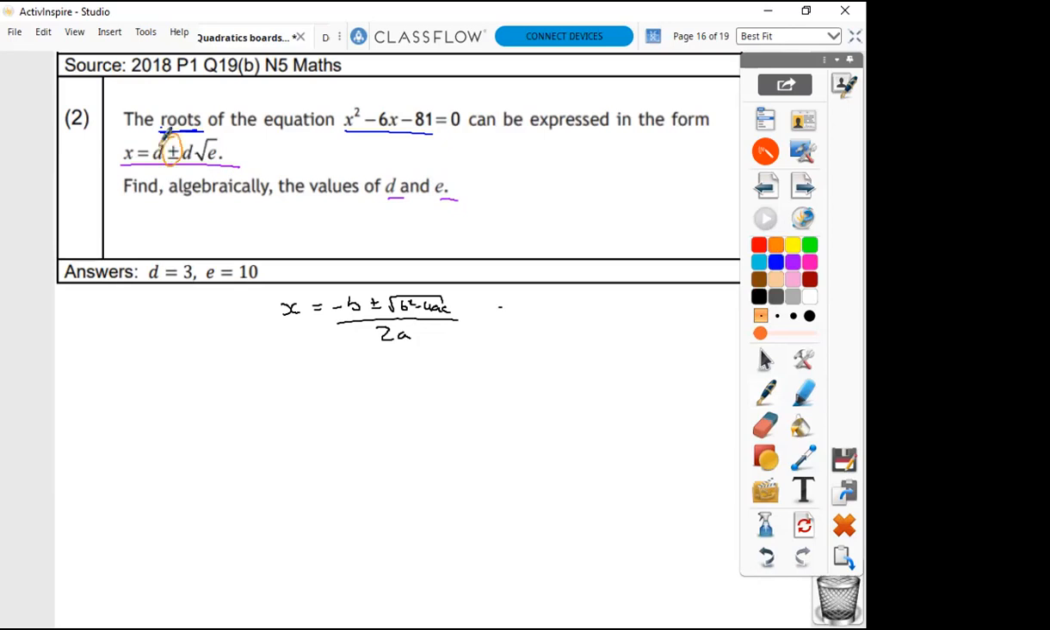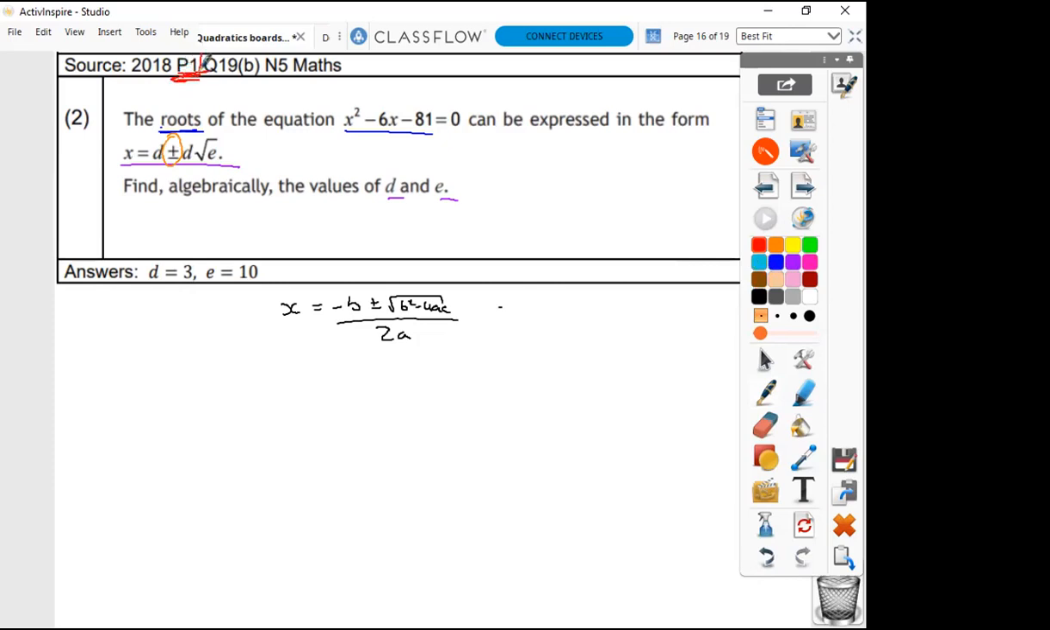This plus or minus bit, we don't use that anywhere else in that maths. Okay, that's only used in this formula. So again, that's giving me another clue that I'm using this formula to solve this.